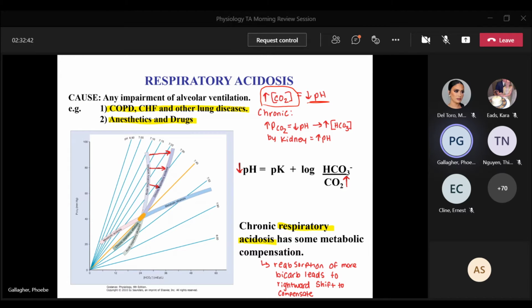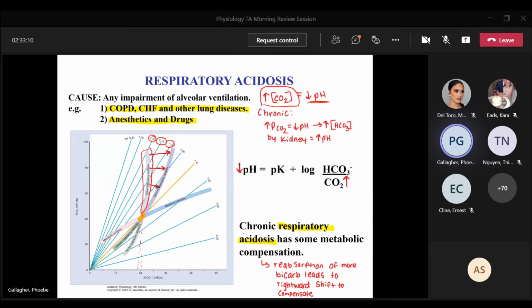So with acute respiratory acidosis, this is this line here. Obviously, your pH is going to be decreased. So this is 7.15 to 7.22. And your bicarbonate is about normal, I would say. It's a little bit lower, but just about normal for whatever reason.